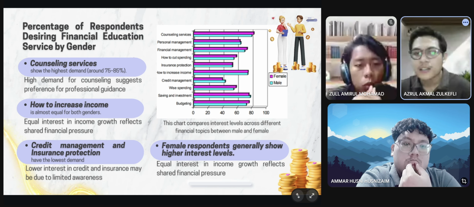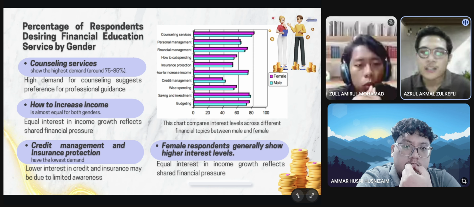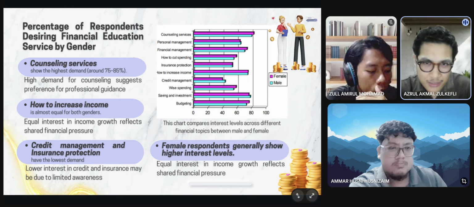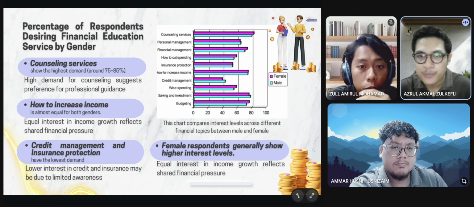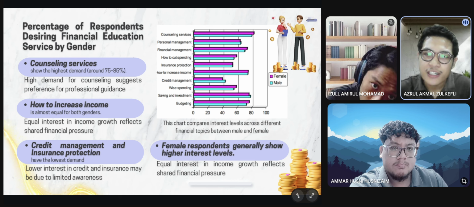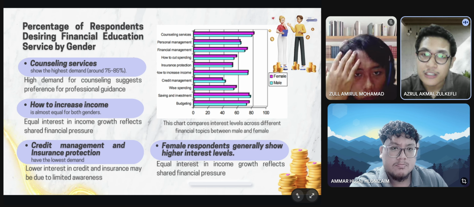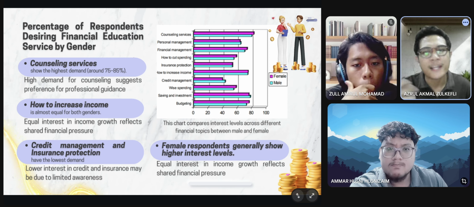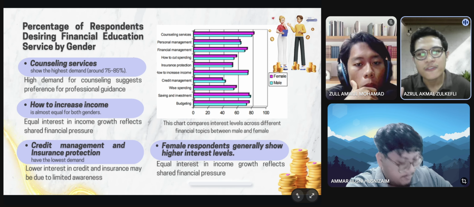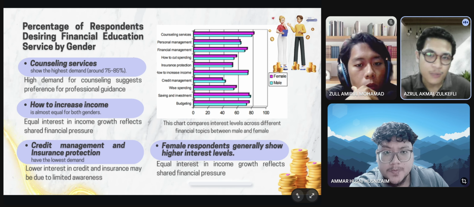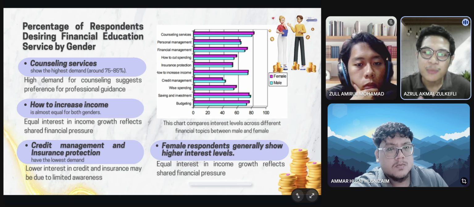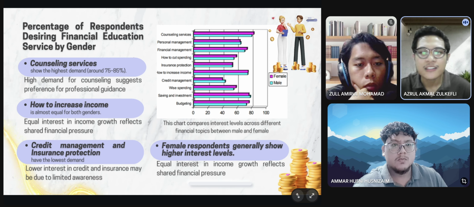The slightly higher percentage among females could reflect a greater willingness to seek expert assistance in making financial planning for the future. The lowest percentage is recorded in credit management and insurance protection, ranging between 35 to 45%. The low percentage in credit management and insurance protection could be because credit and insurance are seen as complex or less immediate financial needs, especially among younger adults. The lower interest might also indicate limited awareness of how these areas affect long term financial stability.